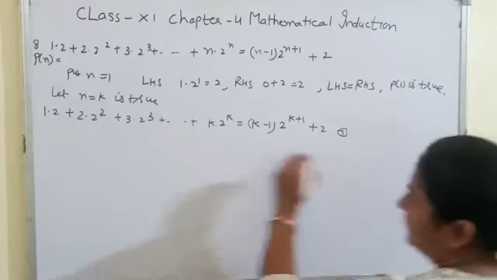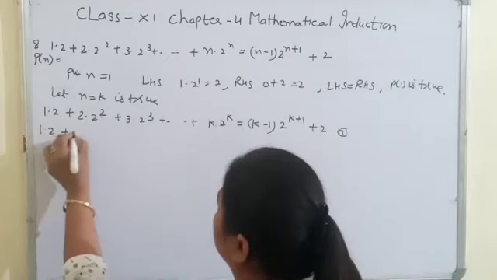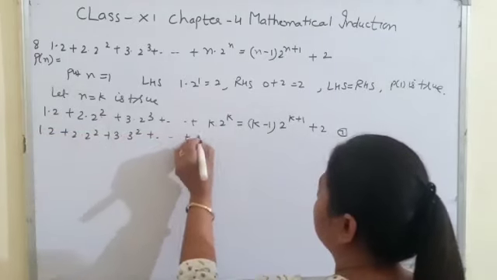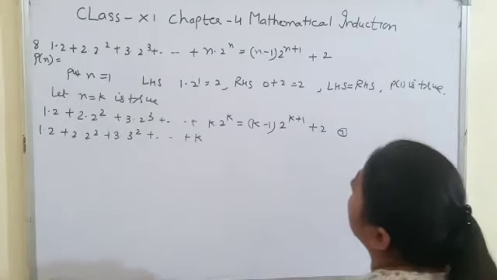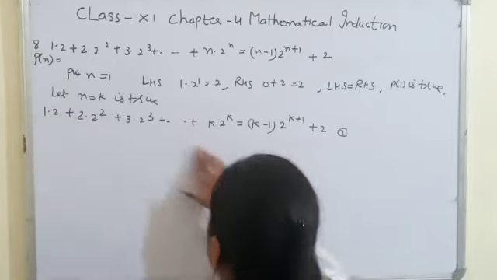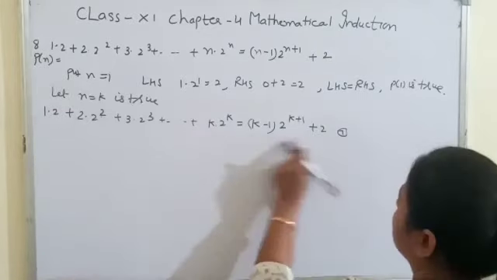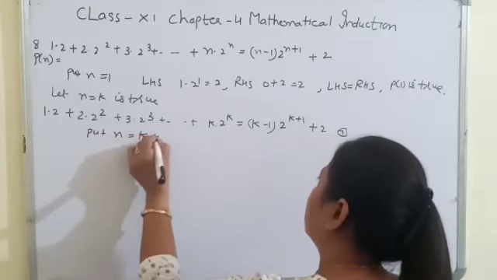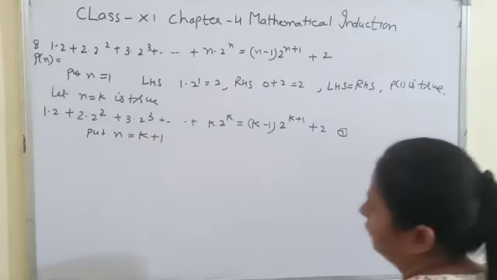Now write the second last step. You can directly write it here, I have enough space, or I am writing it at the next step. Now this is for k. Put n equal to k plus 1.